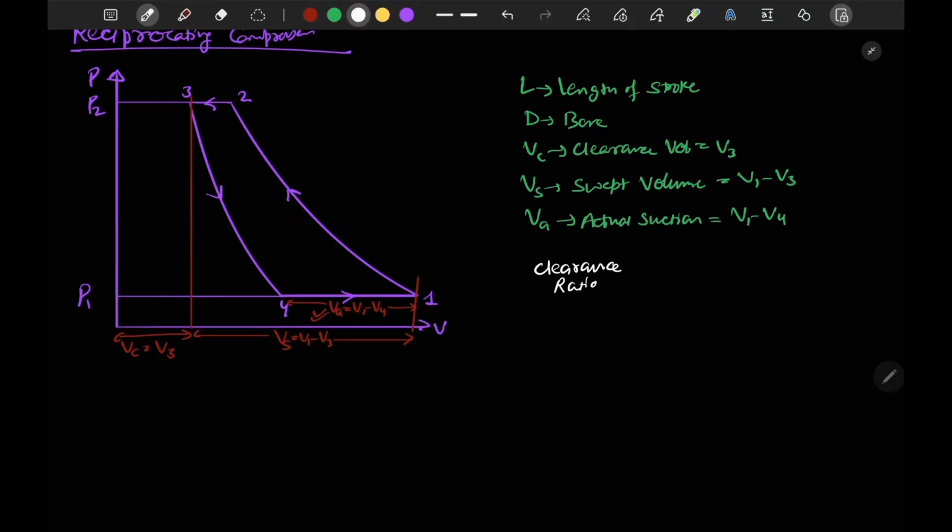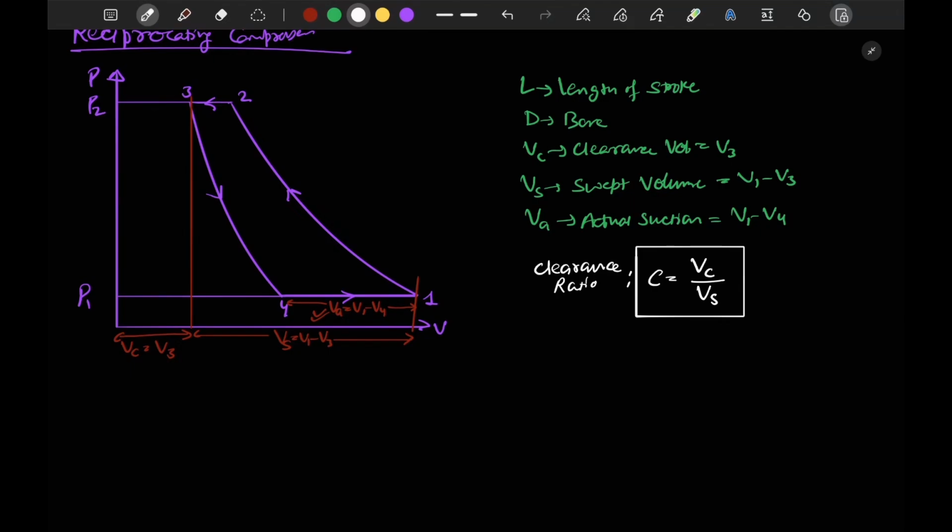Now this clearance ratio is represented by C and is termed as clearance volume upon swept volume, Vc upon Vs. Clearance ratio is equal to clearance volume upon swept volume. It tells how the clearance volume compares to your swept volume, that is, what percentage of the swept volume it is. So C is equal to Vc upon Vs.